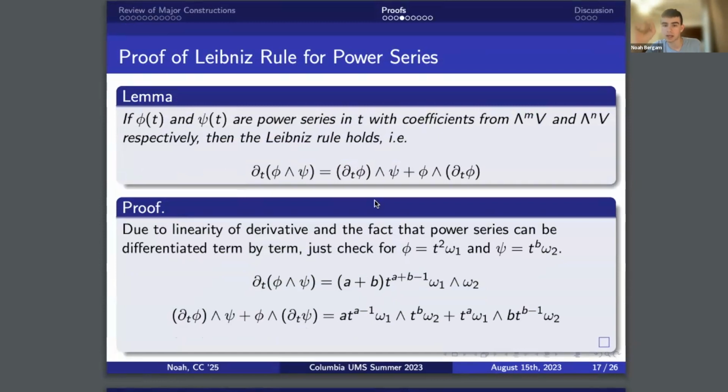So I only really need to look at terms of this form. I don't have to look at linear combinations or the whole series, I can just look at single terms. And another typo: this should be t to the a omega 1, t to the b omega 2. Then if you just do it out, you get this clearly, it just pops out. And if I evaluate the other side of this, I get this, and then these are the same.